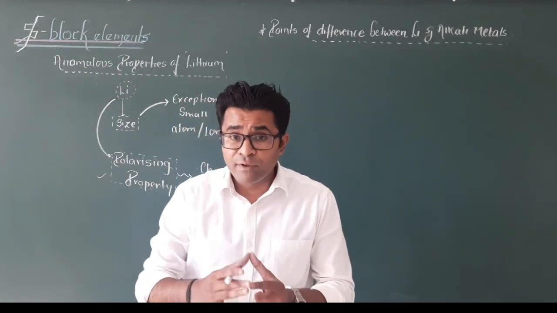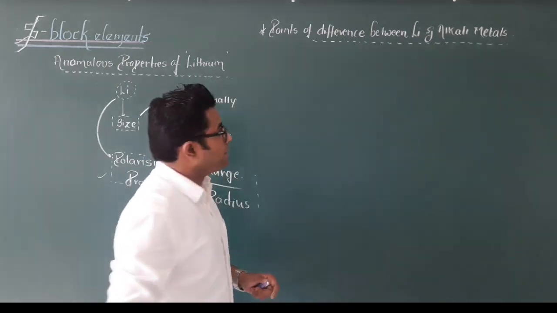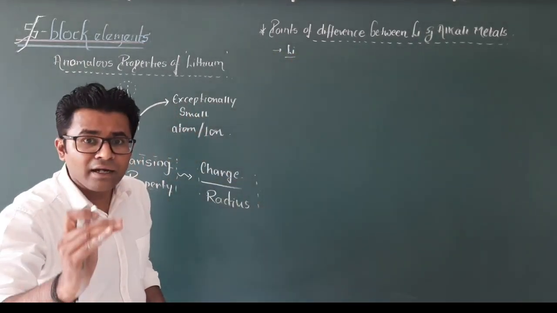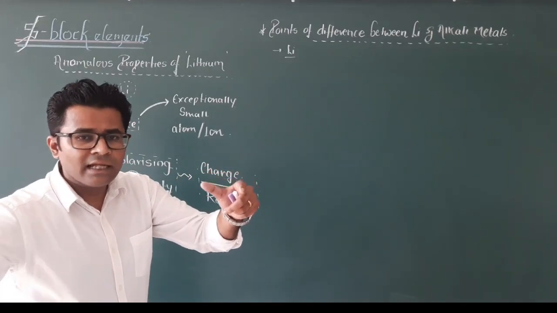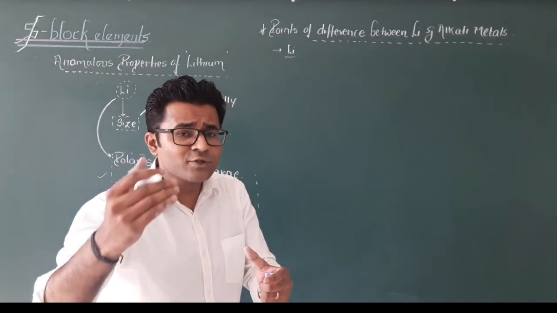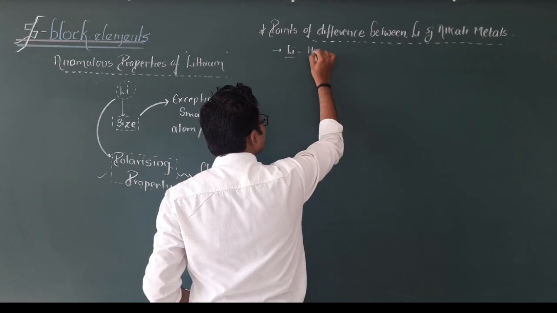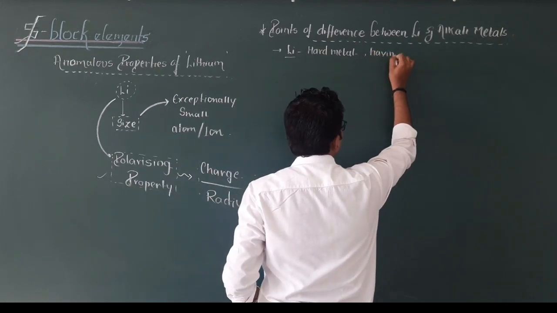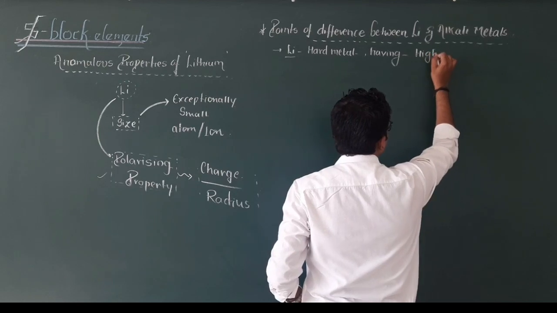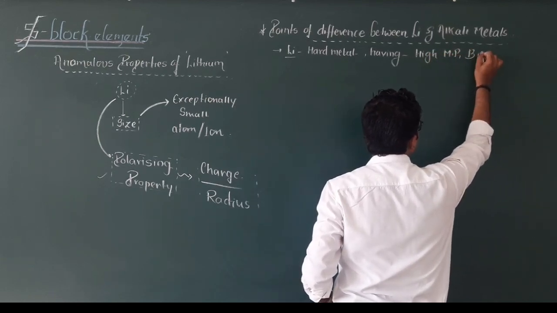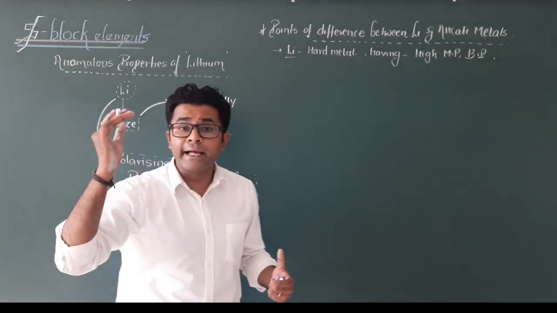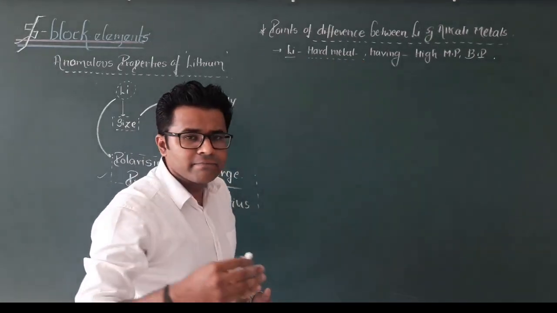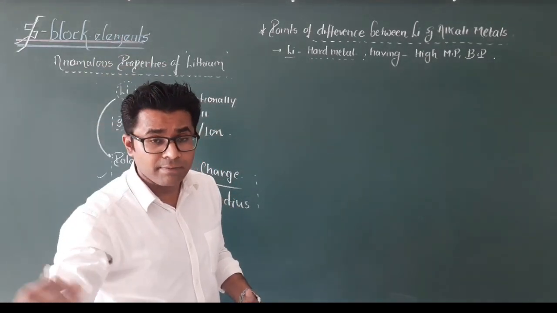Now let's discuss what the different anomalous properties of lithium are. First, lithium is a harder metal when we compare it to the rest of the alkali metals. The alkali metals are known for their soft nature, but lithium is a hard metal, having a high melting point as well as a high boiling point, which is again not in accordance with the other alkali metals.